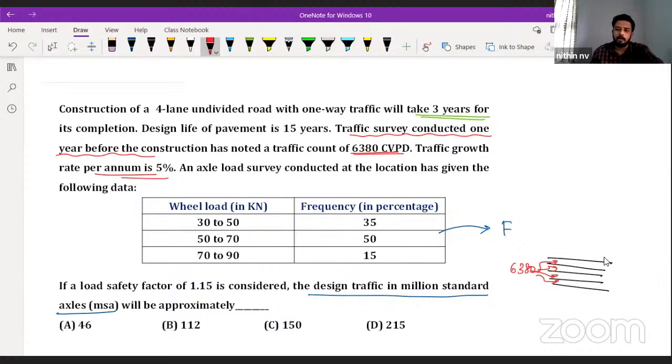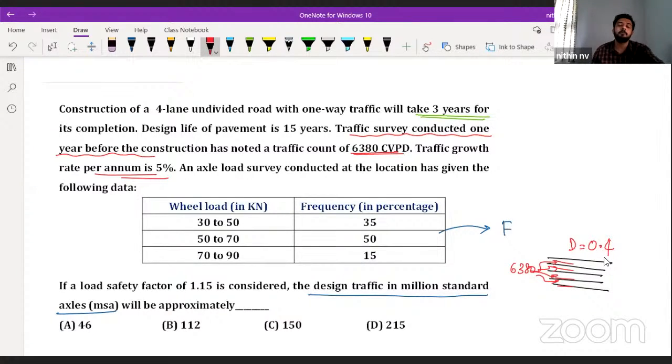Now, if it is one way and undivided, it is going to split into 4 parts, and we have the lane distribution factor. If it is for single lane, it is 1. For 2 lane, single carriageway, 0.75. For 3 lane, single carriageway or one way, it is 0.6. And for 4 lane, divided into, D is equal to 0.4.